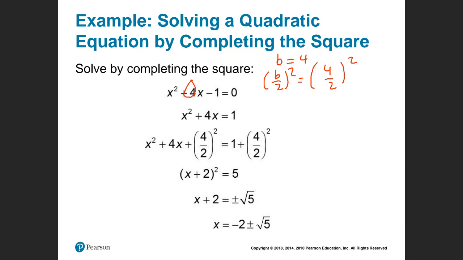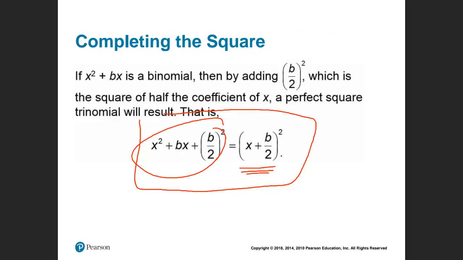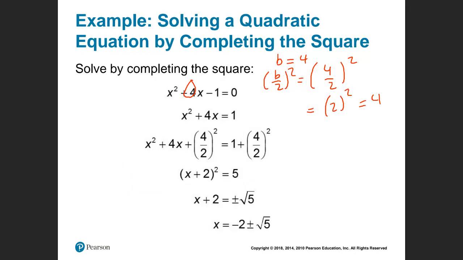Or we can simplify: b over 2 becomes 2 squared, or 4. Up to you. Remember the formula from before, b over 2? So now x squared plus 4x plus parenthesis b over 2 squared equals 1 plus parenthesis b over 2 squared.